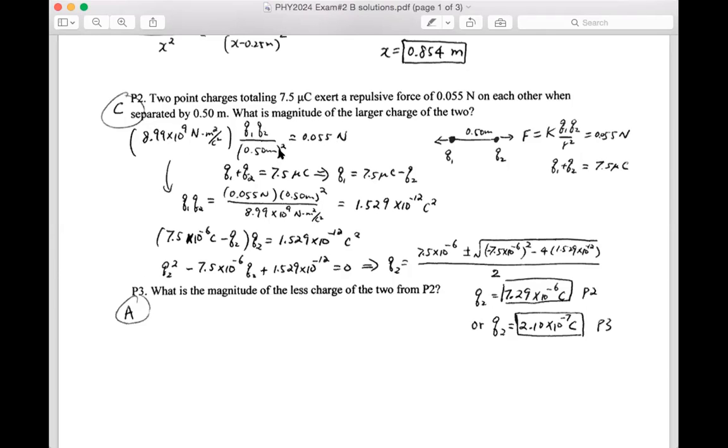Okay, so you have two equations. You solve for the two unknowns Q1 and Q2. Okay, so at the end you'll have a quadratic equation. You can solve for Q1 and Q2. Q1 and Q2 will be the answers for problem 2 and 3. Okay.